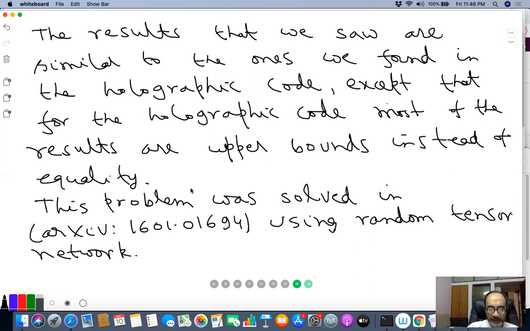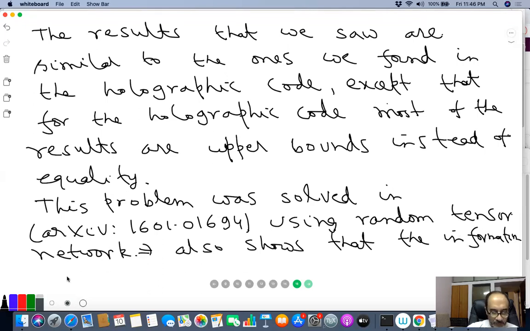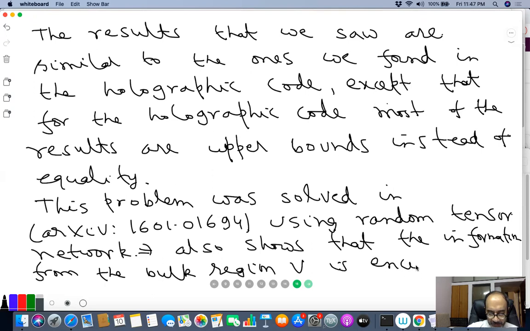And it reproduces exactly what the analysis from AdS/CFT gave us. In fact, it also shows that the information from the bulk region V is encoded in R for the minimal surface.